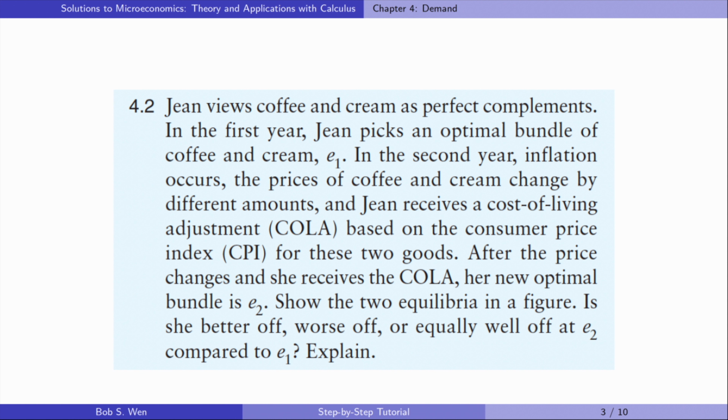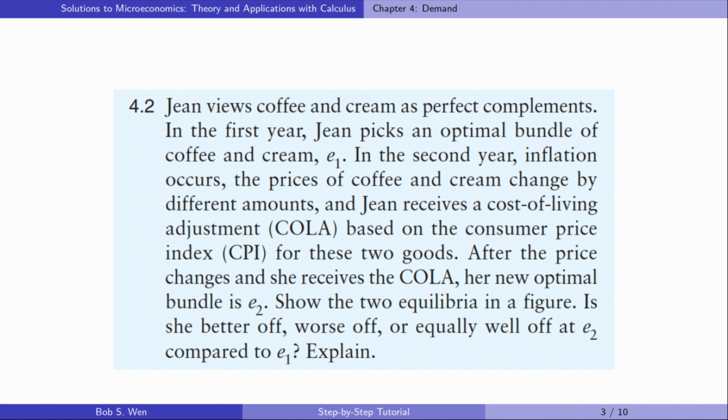Let's do exercise 4.2. The consumer views coffee and cream as perfect complements. In the first year, she picks an optimal bundle of coffee and cream, E1. In the second year, inflation occurs. The prices of coffee and cream change by different amounts, and she receives a cost of living adjustment based on the Consumer Price Index, CPI, for these two goods.